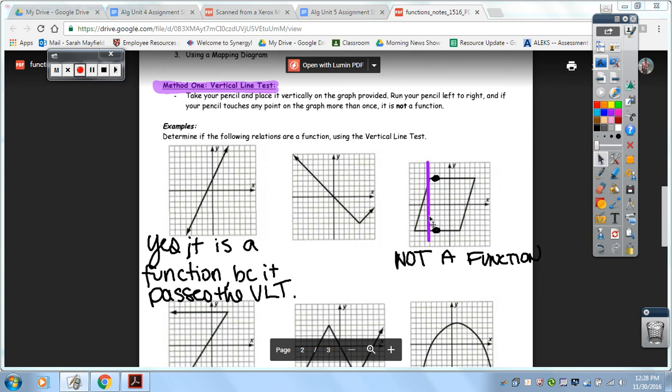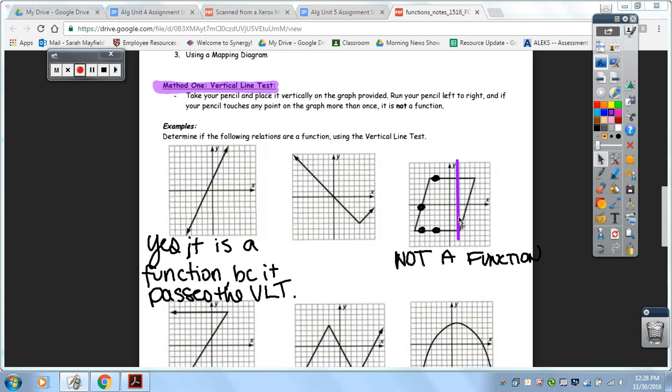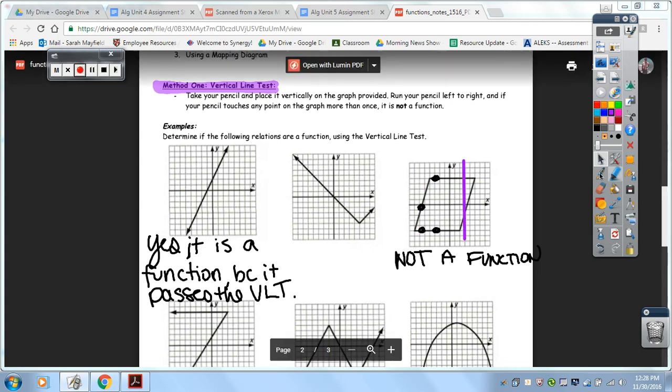It also failed here. It touches here, and it touches here. It also fails here, because you make vertical lines and those all touch my picture more than one spot at a time. Okay? In order for something to not be a function, it may only fail once. If you can make it fail in one location, it's not a function.